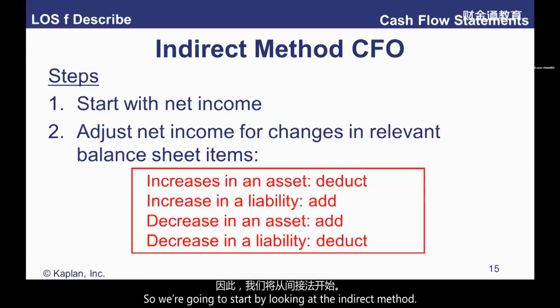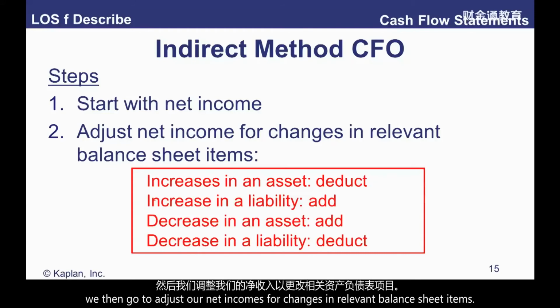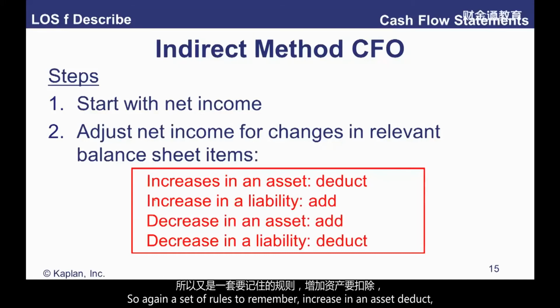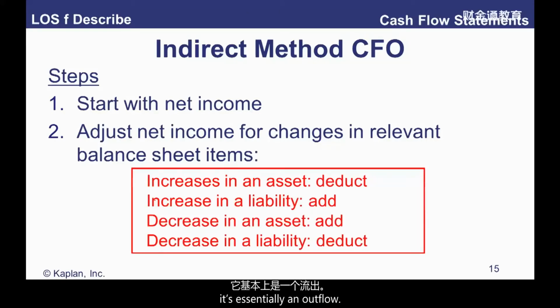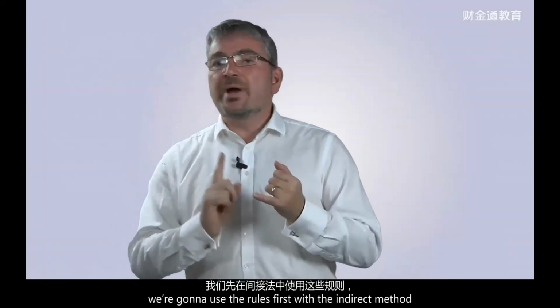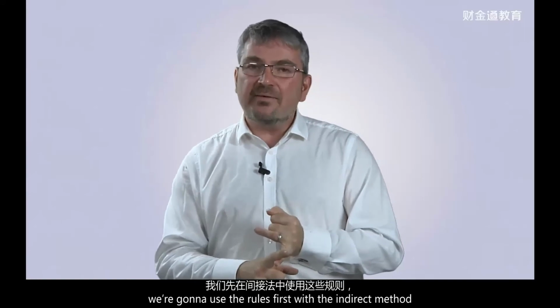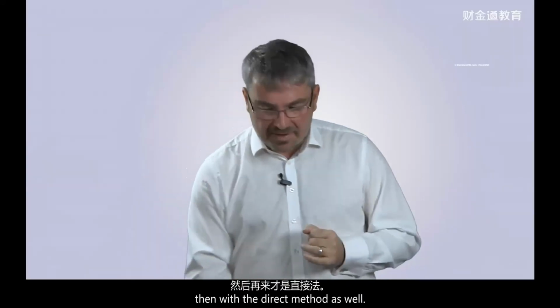So we're going to start by looking at the indirect method. Now, we start with net income. We're then going to adjust our net income for changes in relevant balance sheet items. So again, a set of rules to remember. Increase in an asset, deduct. It's essentially an outflow. Increase in a liability, add. It's an inflow. Decrease in an asset, add. It's an inflow. And decrease in a liability, deduct. It's an outflow. So a mechanical set of rules. We're going to use these rules, first of all, with the indirect method, but then with the direct method as well.